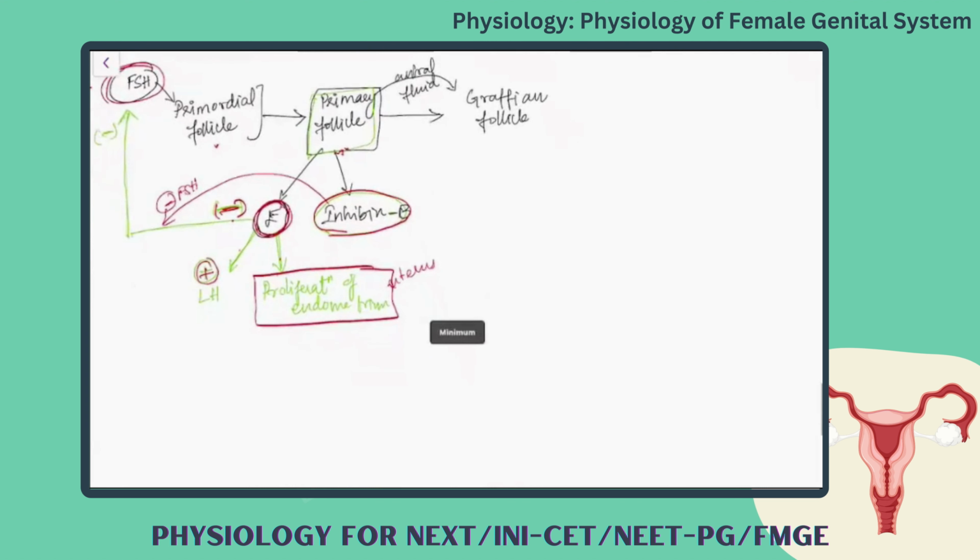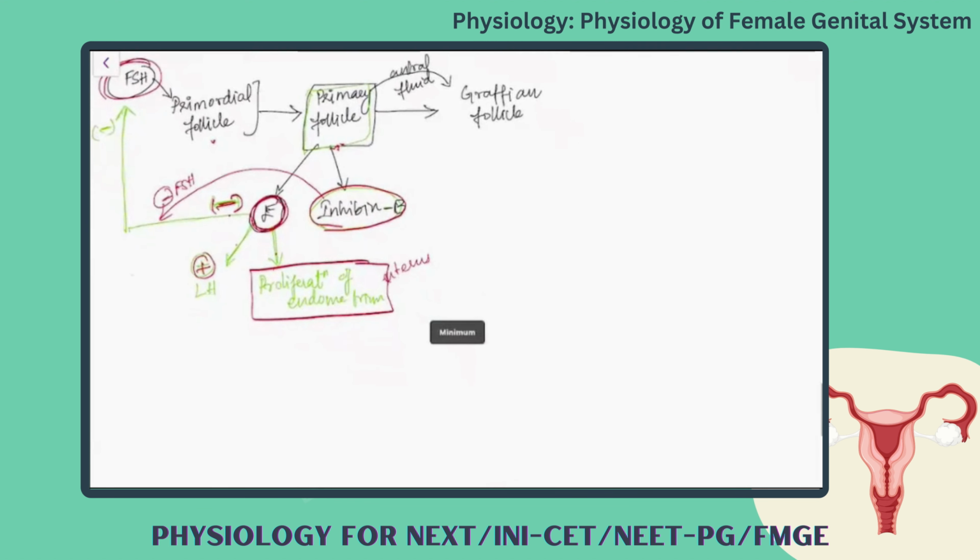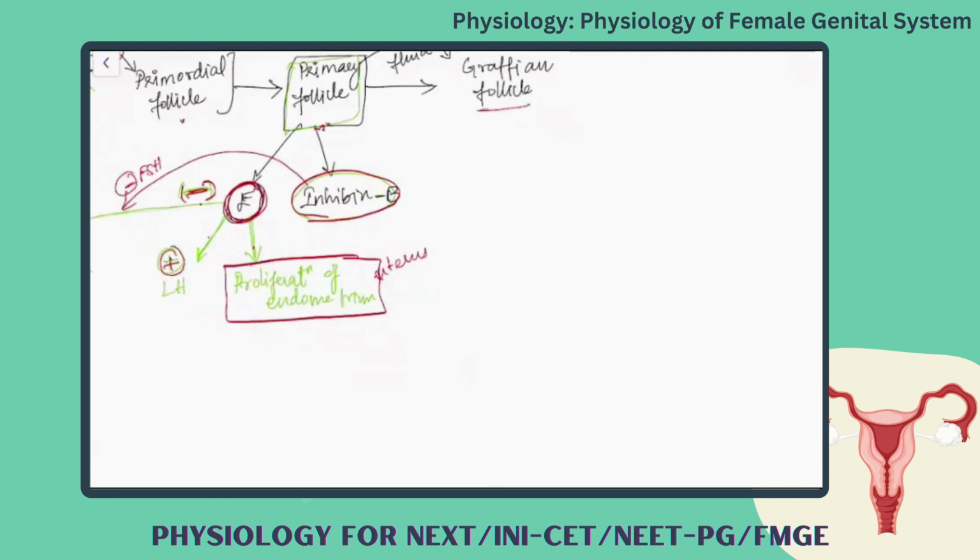Okay, so these are the major things happening in the proliferation of the endometrium. And now the next thing is that the Graafian follicle will be formed. When will the Graafian follicle be formed? When the primary follicle becomes matured, you will get the Graafian follicle. And when will you consider it a Graafian, matured follicle? The normal size of the Graafian follicle will be 20 mm. Okay, and this is the maximum size you will obtain.